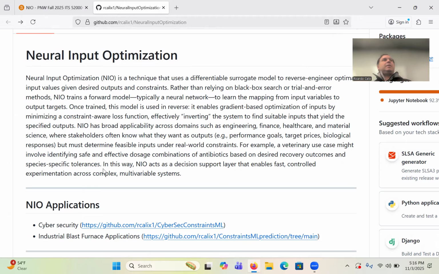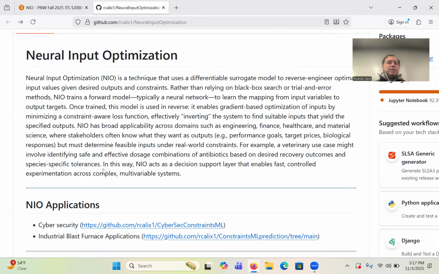And that's the great thing about this also, is that it's multiple variables, right? So it would be a multi-input vector, and it's going to try to find a balance, not just for one variable, but for all variables via stochastic gradient descent. Do you guys see that? So that's the use case for it. In this way, NIO acts as a decision support layer that enables fast controlled experimentation across complex multivariable systems.